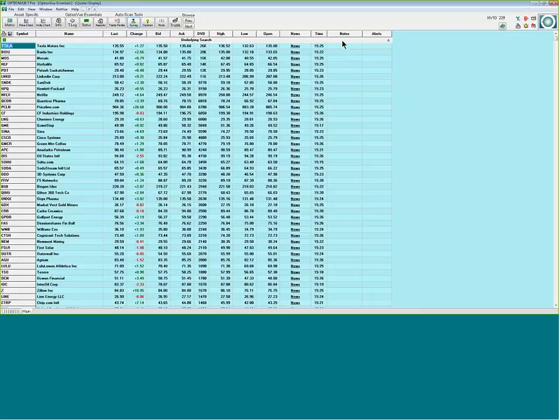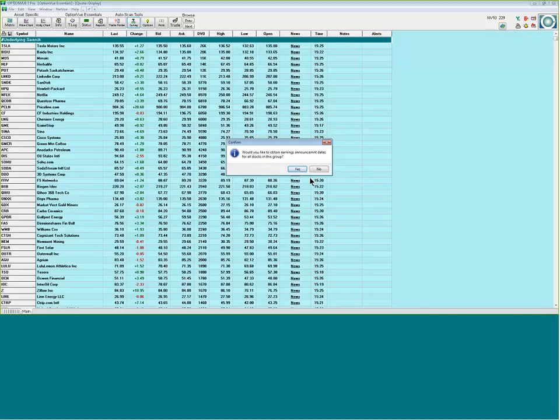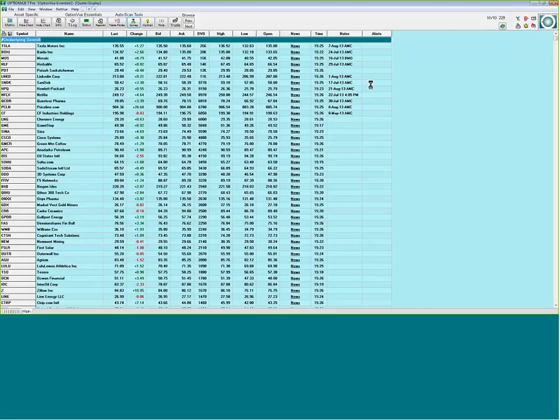Would you like to obtain earnings announcement dates for all the stocks in this group? Now, if you just have stocks that are out there, regular equities that you follow, this is something very important. So you just right-clicked on notes? I just right-clicked. No, actually, that was a left-click. Left-clicked on the notes header? Yes. Okay. And it comes up with different earnings, okay?